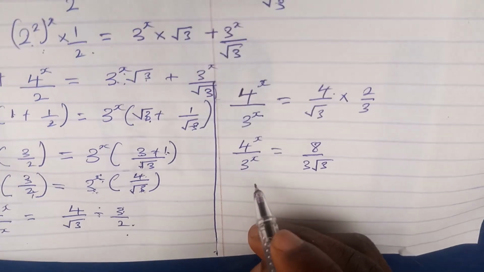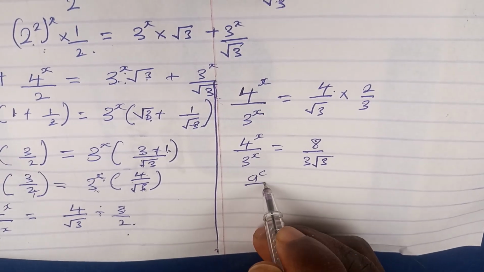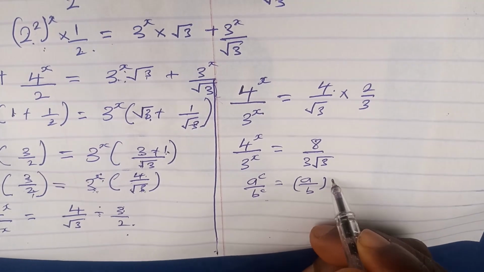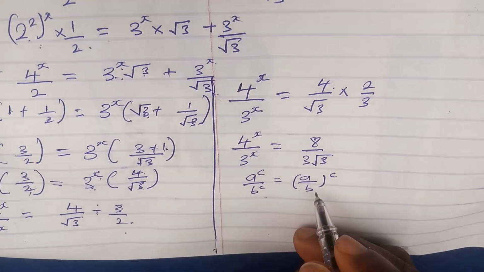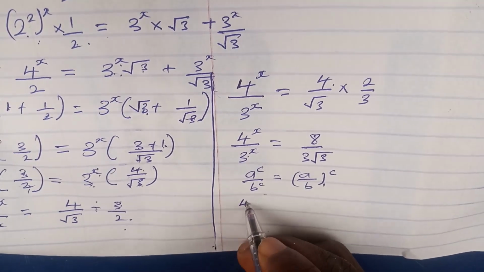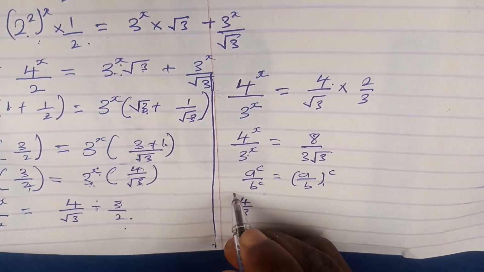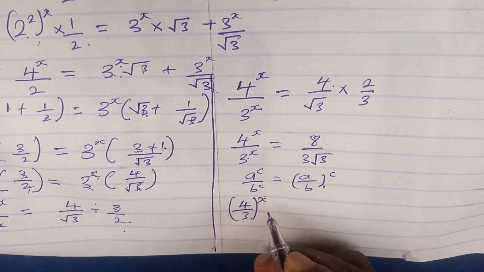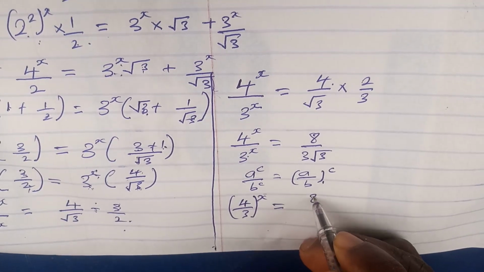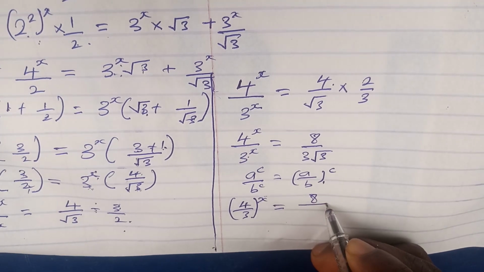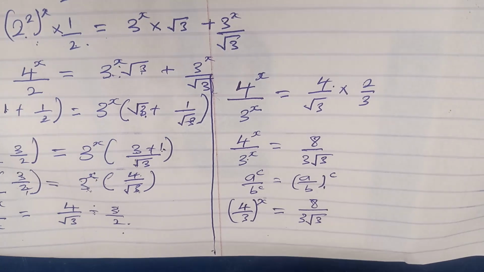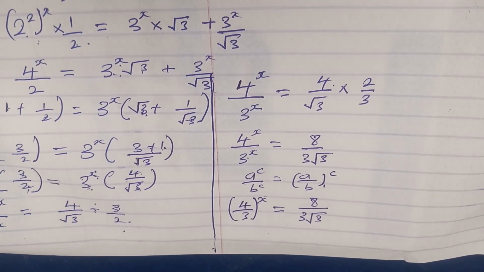Okay, recall from your simple indices, if you have a to c over b to c, it is also equal to a over b to c. So if we put this principle here, we have (4/3) to x equals 8 over 3 root 3. So how can we look for x?